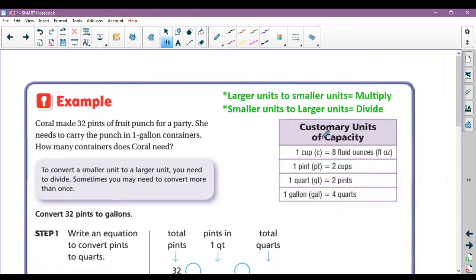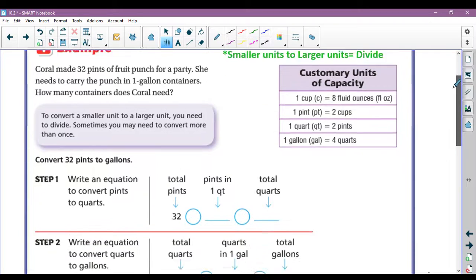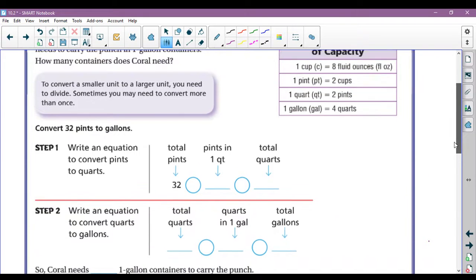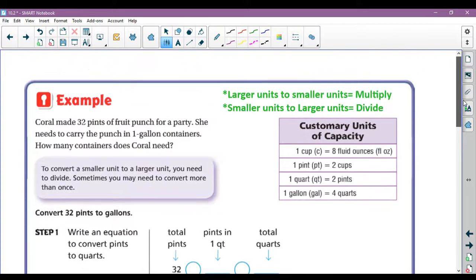Okay, so let's move on to the next page here. Now, in this example, they have you dividing a couple of different times. So there's a couple of different ways you can do this. I'll show you the way they have here, and then I'm going to show you an easier way. At least I think it's a little easier for me anyway. So let's take a look.